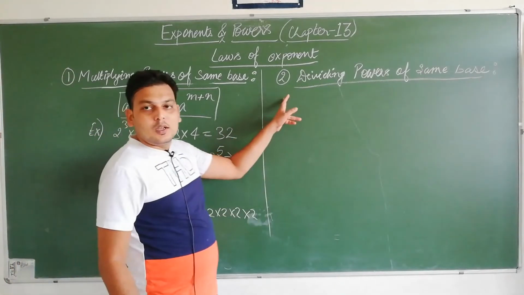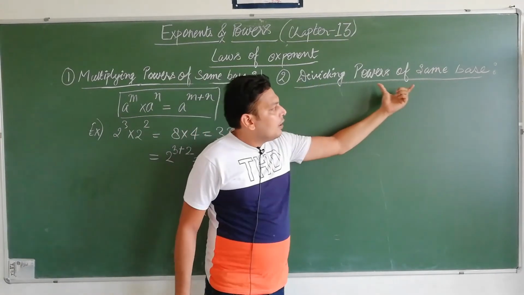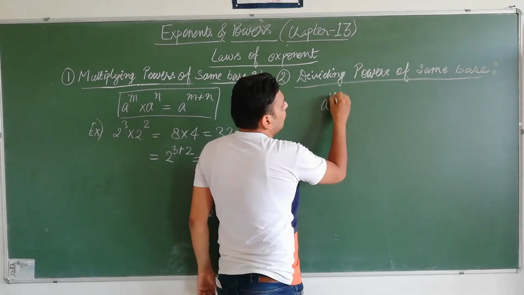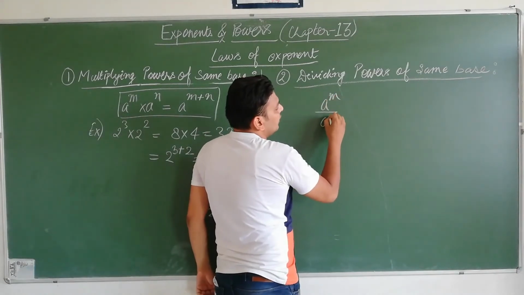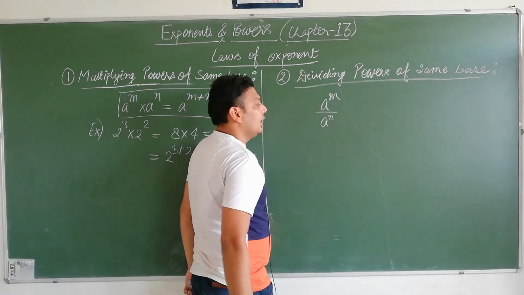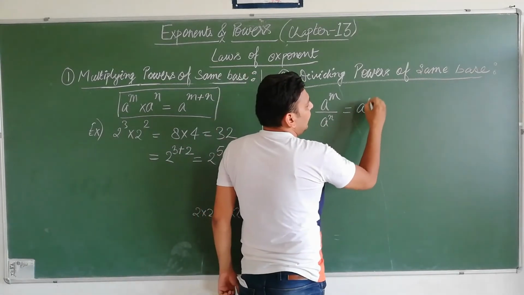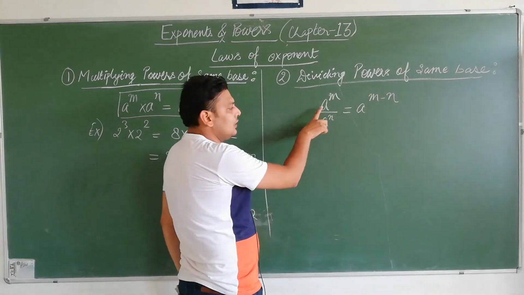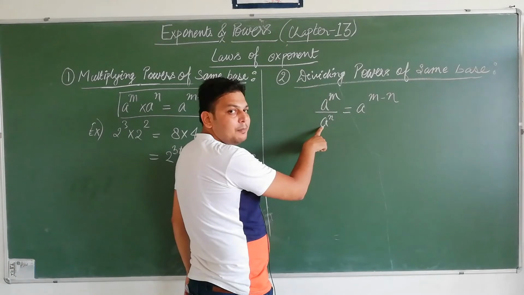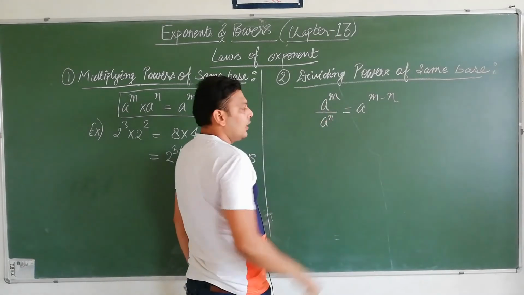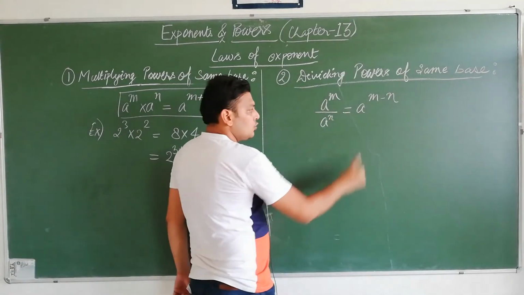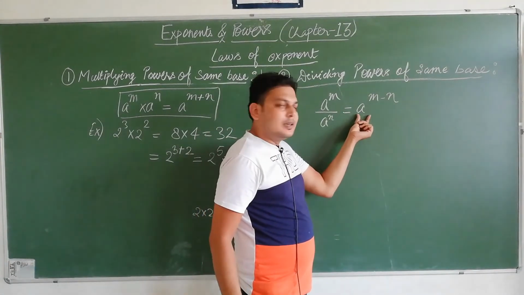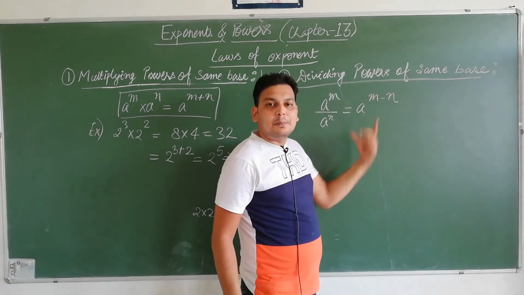Now moving towards the second law, which is dividing powers of the same base. It means if a number of the form a to the power m is being divided by another number of the form a to the power n, it becomes a to the power m minus n. These two numbers have the same base but their powers are different, and since they are being divided, the base remains as it is and the powers get subtracted.